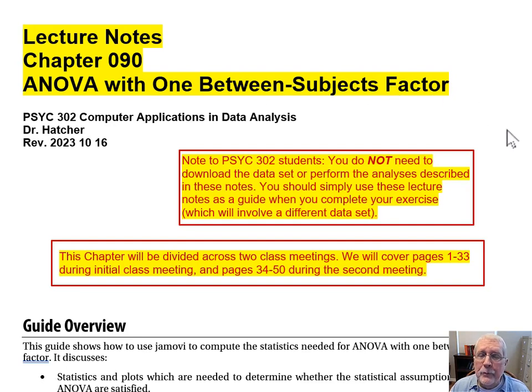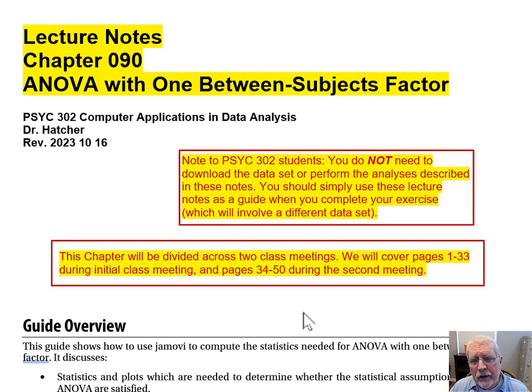You'll remember in the previous lecture, I talked about analysis of variance with one between subjects factor, or what it is in general. I went over the basics of computing descriptive statistics and performing the analysis itself, requesting the analysis of variance itself. That was part one. We are now at part two.